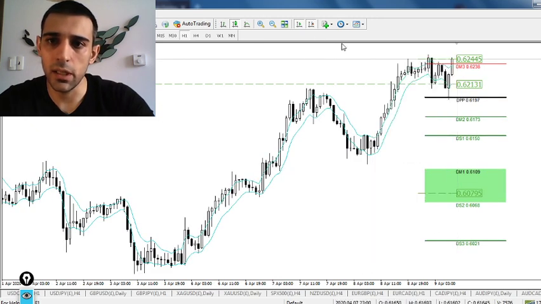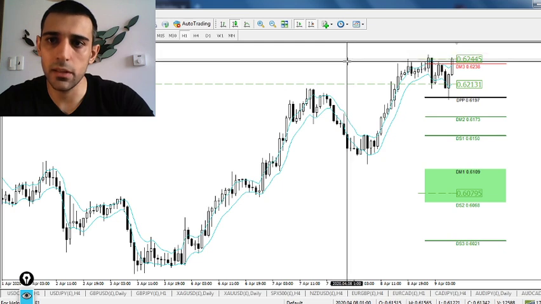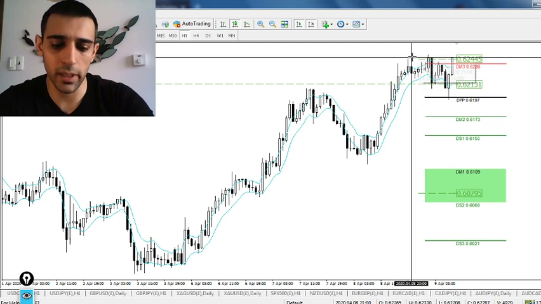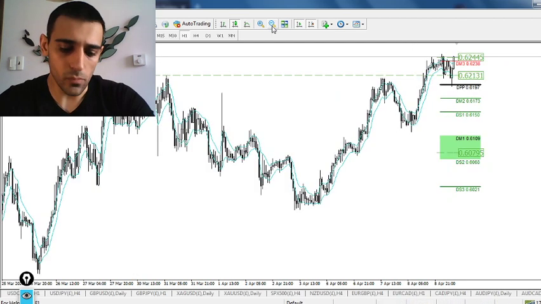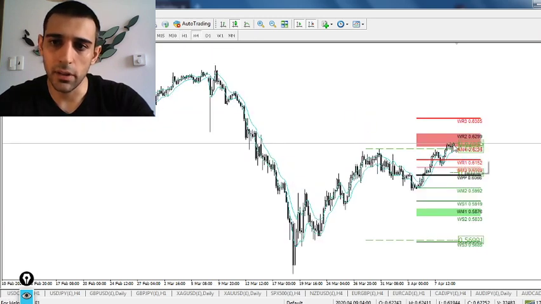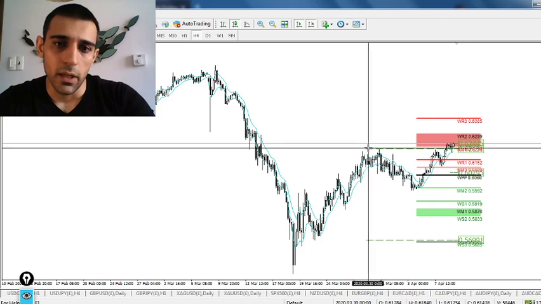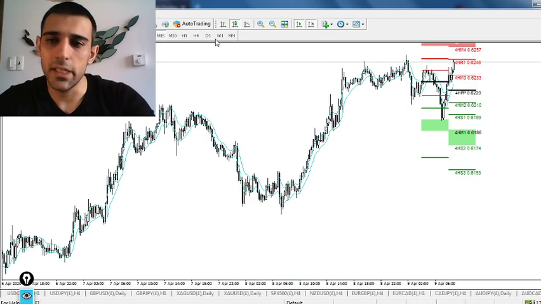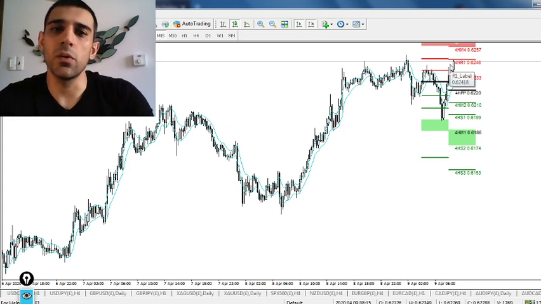So for now, it's looking pretty strong. But I do want to see the break of these highs here, this one hourly high here. Yeah, looks like it's going to break it now. It's looking good. And if it can also, this is not what I usually do.